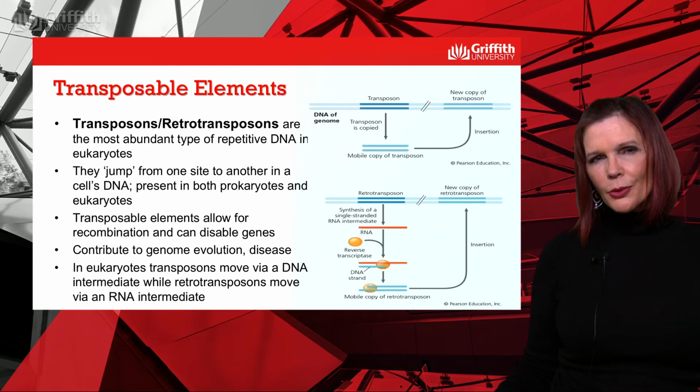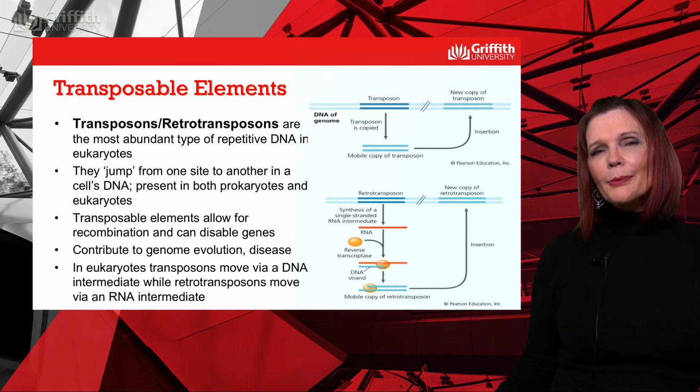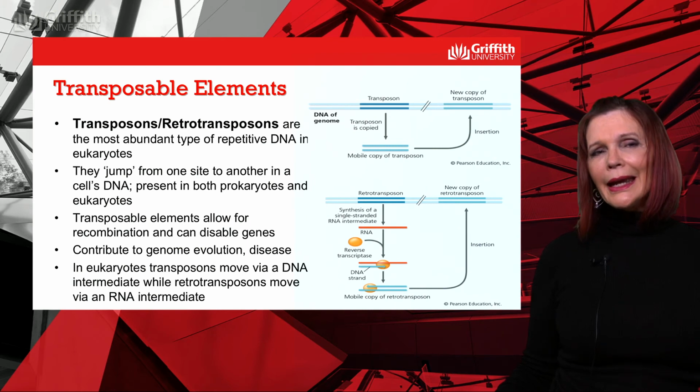Both eukaryotes and prokaryotes have stretches of DNA that can jump from one location to another, and these are called transposable elements. This activity can disrupt genes or facilitate recombination between non-homologous chromosomes. Hence, they play a role in genome evolution and potentially disease.